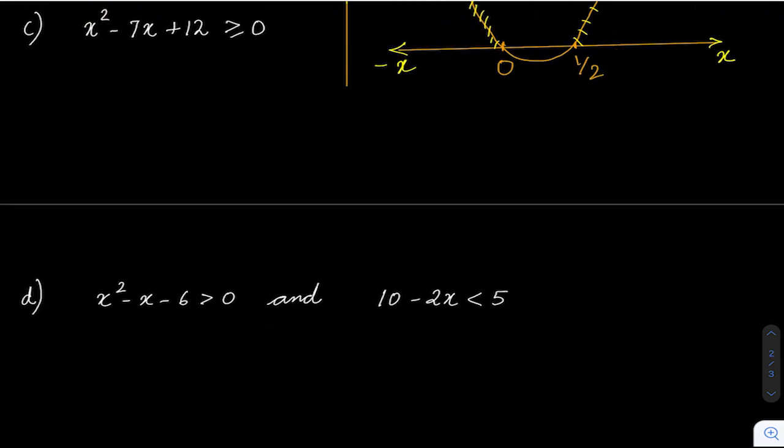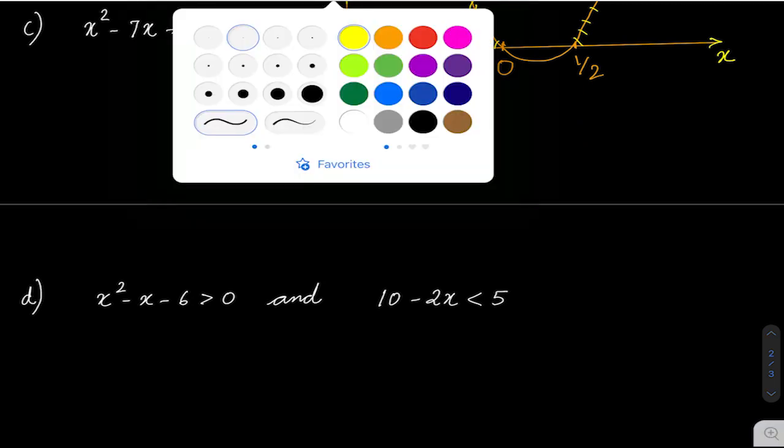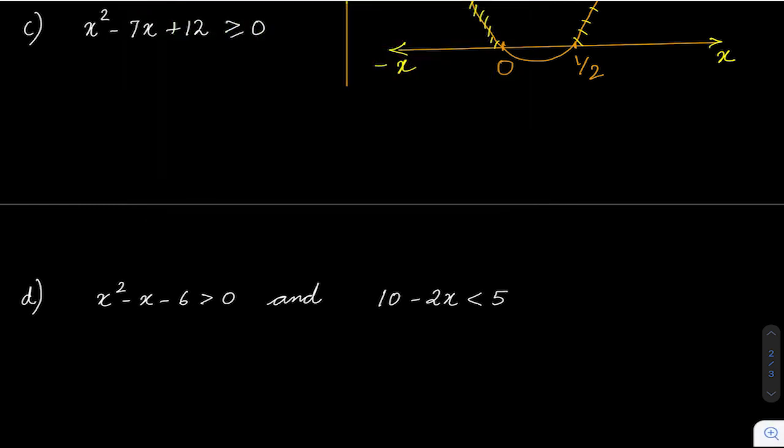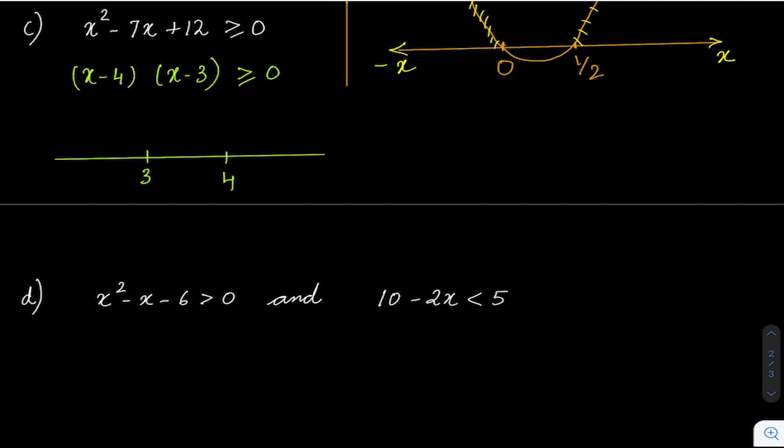Let's try the third question. Third question is, we have a quadratic x square minus 7x plus 12 is greater than or equal to 0. So what you will do is, you will make factors first. So 4 and 3, greater than or equal to 0. Then this is a quadratic, so you can easily draw it. So let's draw this. This is 3, this is 4. The coefficient of x square is positive, so this is opening upwards. This is very important.